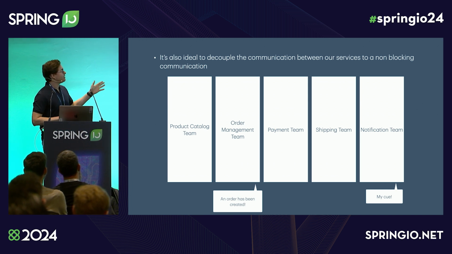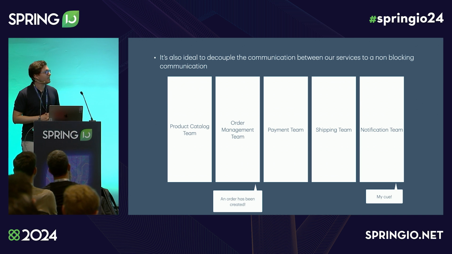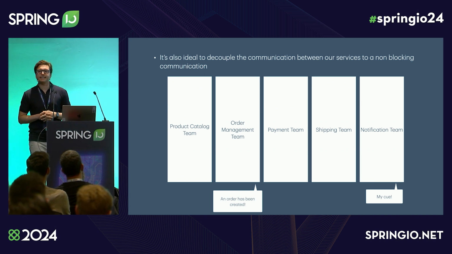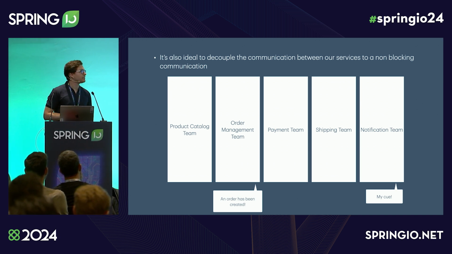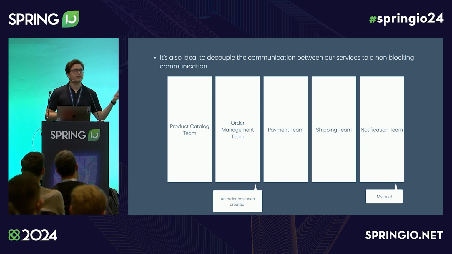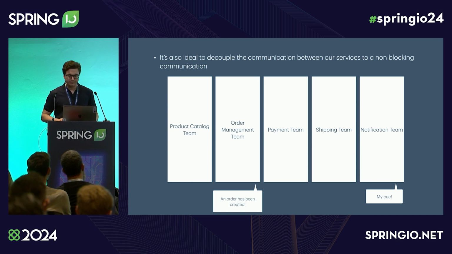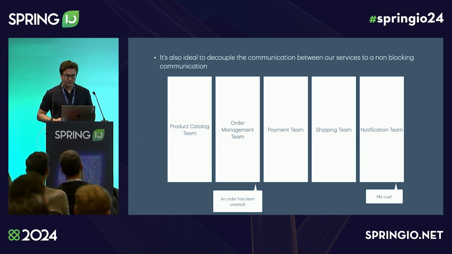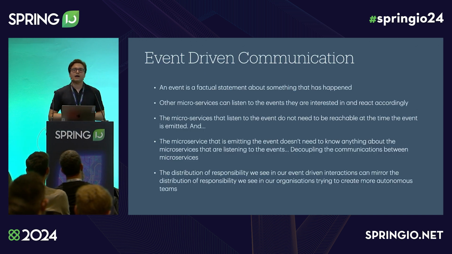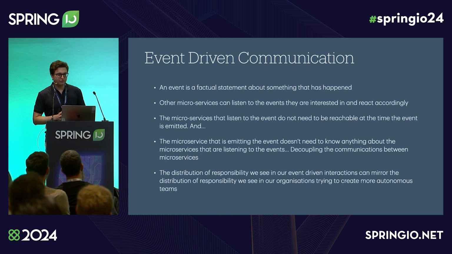So instead, we want our order management service just to say, hey, an order has been created, and the other services, those that are interested in it, to react accordingly, right? So you have the notification team now saying, hey, that's my queue. I see that an order has been created. I'm going to send a notification. And this is today the leading software architecture in microservices, right? So we're talking about event-driven communication, event-driven architecture.